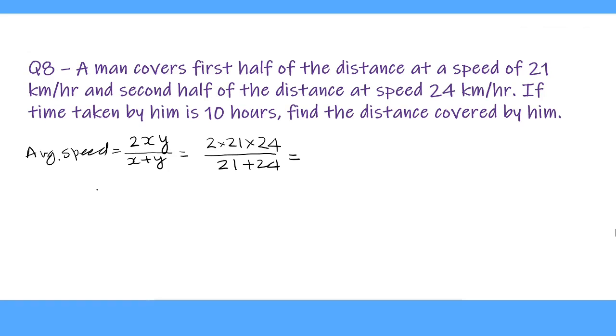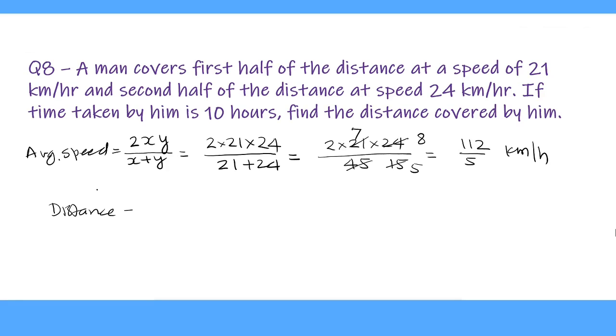So this is equal to 2 multiplied by 21 into 24 upon 45. We cancel 45 by 3 for 15 times, and 24 by 3 for 8 times, and 15 again by 3 for 5 times and 21 for 7 times. So this gives us 112 upon 5 kilometer per hour. 8 multiplied by 7 is 56, multiplied by 2 is 112, and 112 upon 5 kilometer per hour.